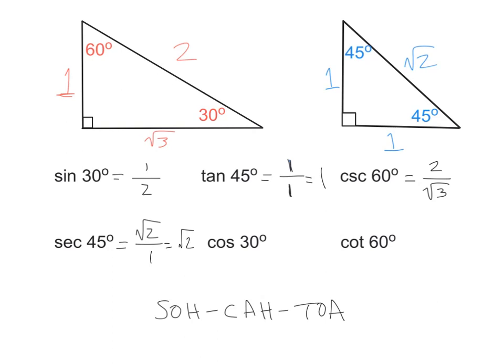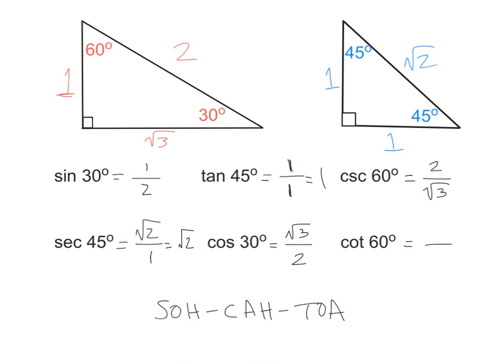Cosine of 30. Again, pick the right triangle, the 30, 60, 90 triangle. Cosine is adjacent over hypotenuse. The adjacent to the 30 degree angle is root 3 over the hypotenuse is 2. So root 3 over 2.